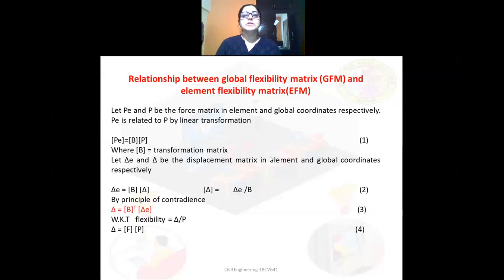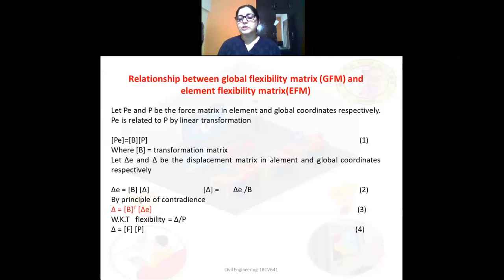So, what is the relationship between global flexibility matrix and element flexibility matrix? Let us assume that there are two forces. Let PE and P be the force matrix in element and global coordinate respectively. Let PE be the element force whereas P is the global force matrix. So PE is related to P by linear transformation.